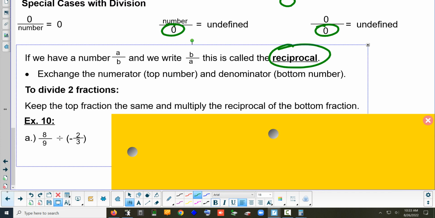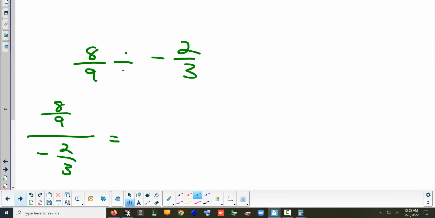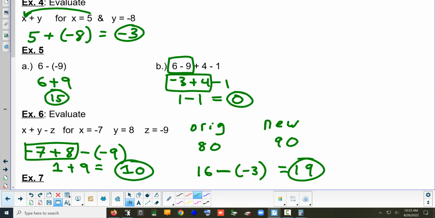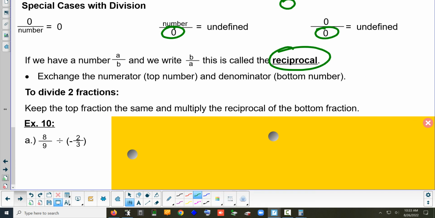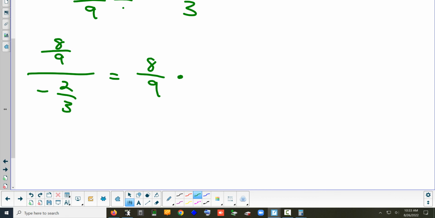So let's read the directions. Keep the top the same. Can somebody tell me what fraction is in the top here? Yeah? 8/9. Keep it exactly the same. So it says keep the top the same. Now it says multiply. So what am I going to do after this fraction? I'm going to put a dot. I'm going to multiply by something.